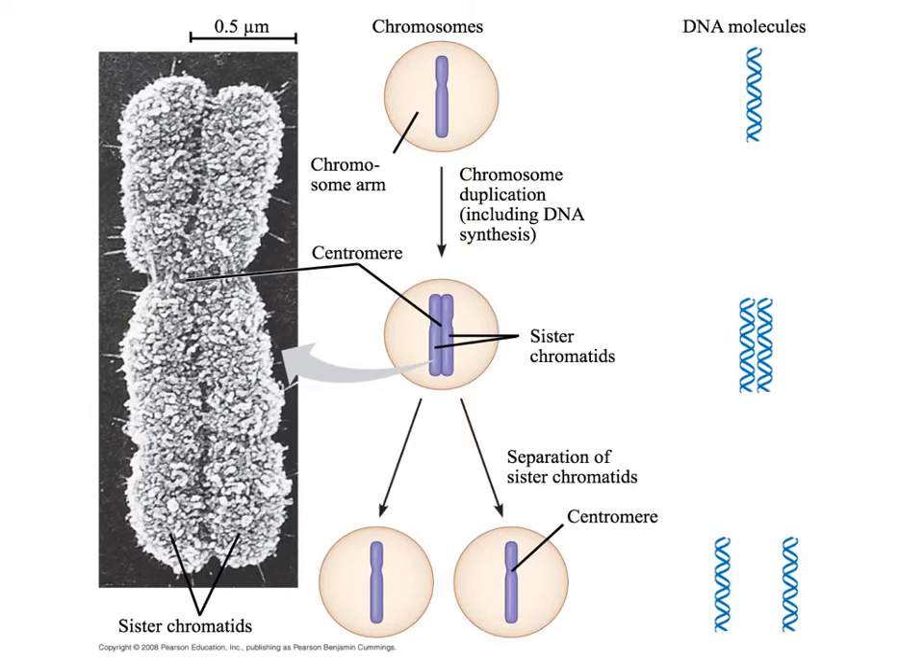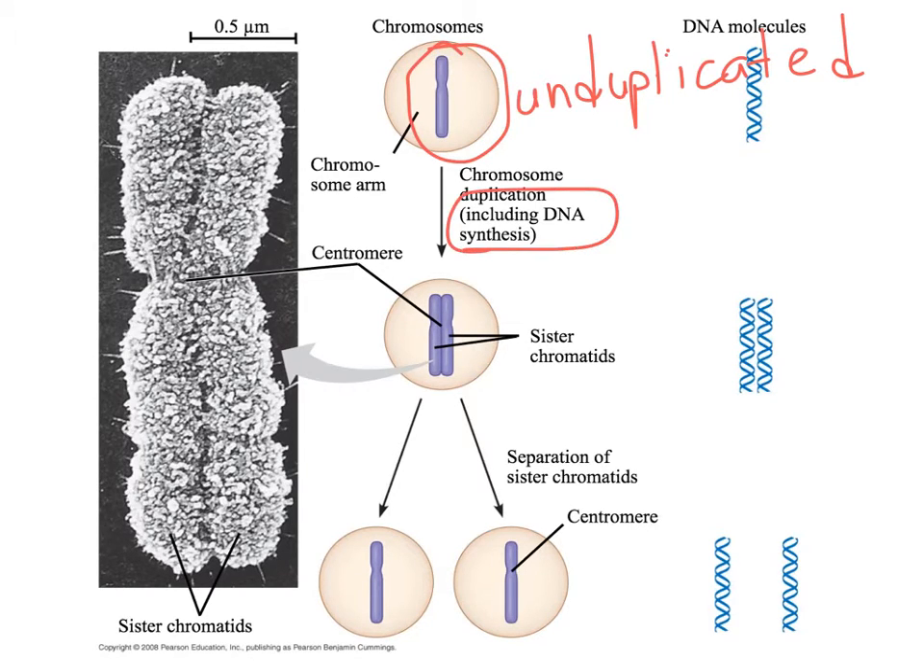I am going to explain this vocabulary on the picture. This is an unduplicated chromosome. I said chromosome because it's more condensed. This chromosome is unduplicated. There is no DNA replication occurred yet. But after DNA synthesis, or replication of DNA, you are going to see the chromosome in this shape, and we are going to say it's a duplicated chromosome.